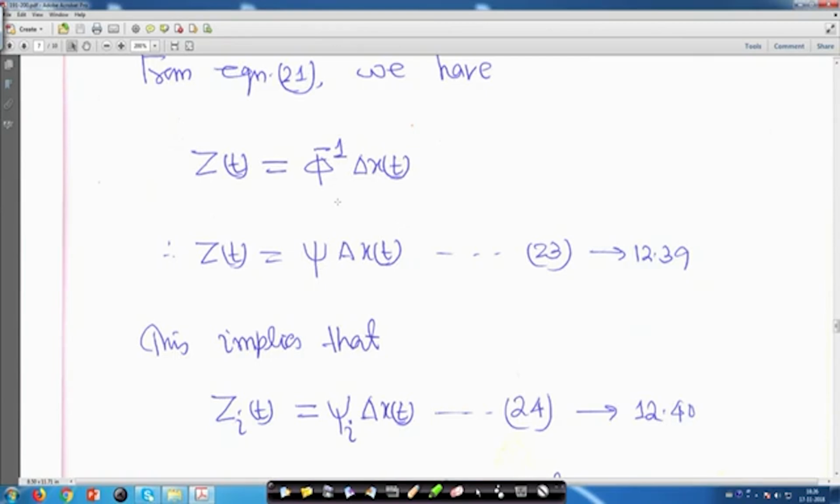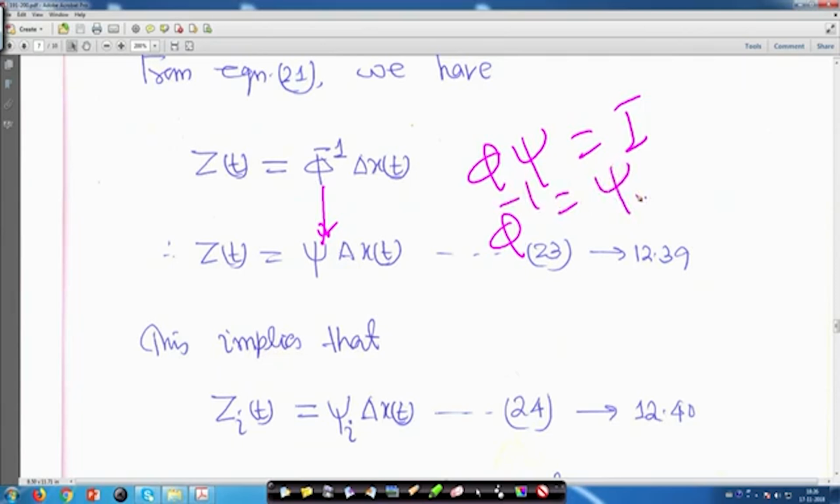So here we are substituting that phi inverse, since we know that phi psi is equal to I, is equal to psi. So z t is equal to psi delta x t, this is equation 2, this is my own reference. Therefore, this implies that z i t is equal to psi i delta x t, because in general z t is equal to psi delta x t, but for the i-th state variable, z i t is equal to psi i delta x t.